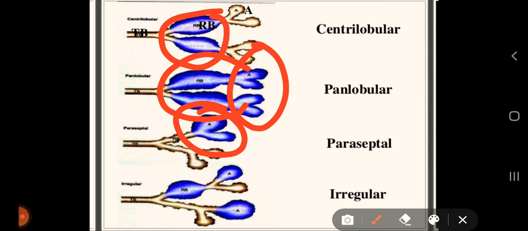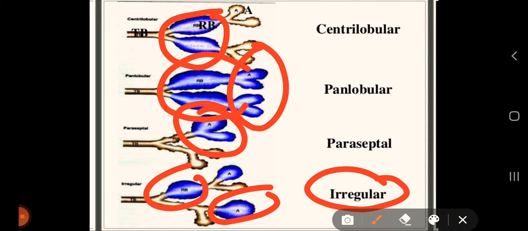In irregular emphysema, the acinus is irregularly involved, meaning it can involve the distal, the central, or the proximal. It takes place in an irregular form.